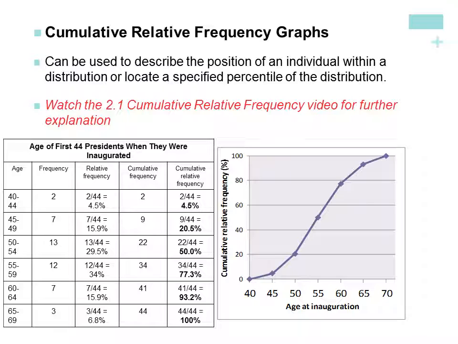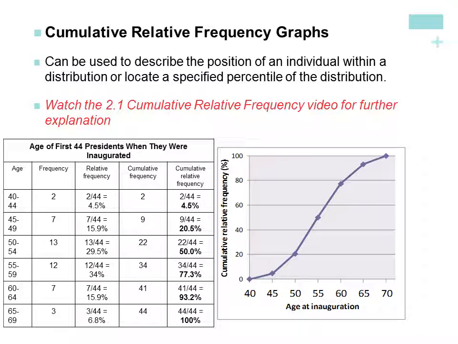So what does the cumulative frequency tell me? The cumulative frequency is basically adding up that class and the class before it. In this case, from 40 to 44, the cumulative frequency was only 2. But from 45 to 49, the cumulative frequency says add the class before it plus that one, for a total of 9, because 2 plus 7 gives me 9.